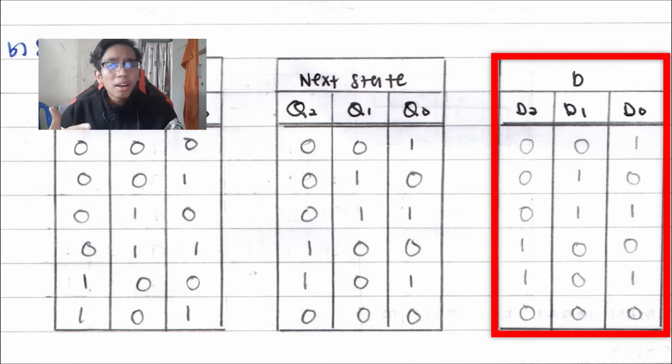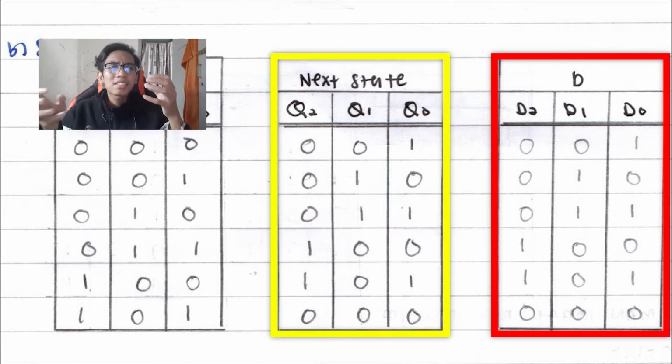The input table should be the same as the next state table. So the D2 column shall copy from the Q2 of the next state, and D1 needs to copy from the Q1 of the next state table, and the column D0 needs to copy from the Q0 of the next state table. Is it right? So if we make a D flip-flop, just copy from the next state.